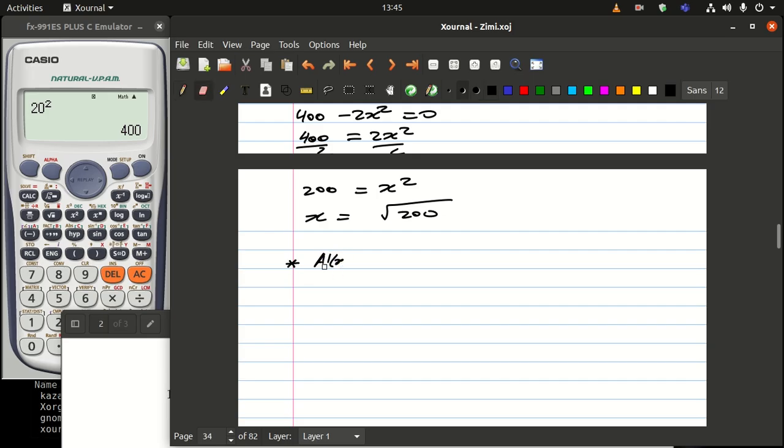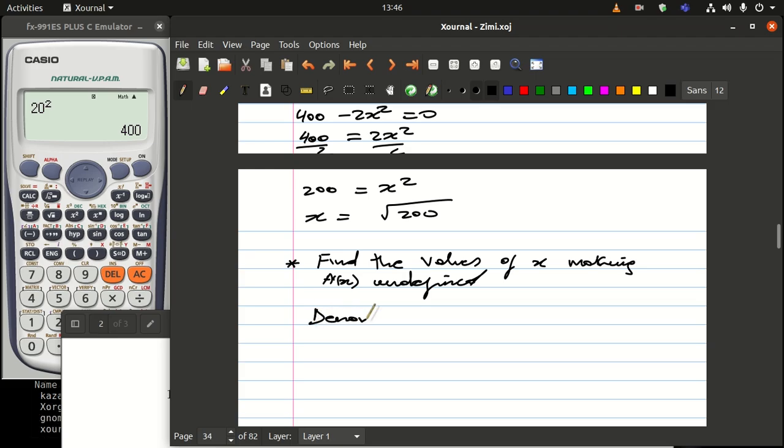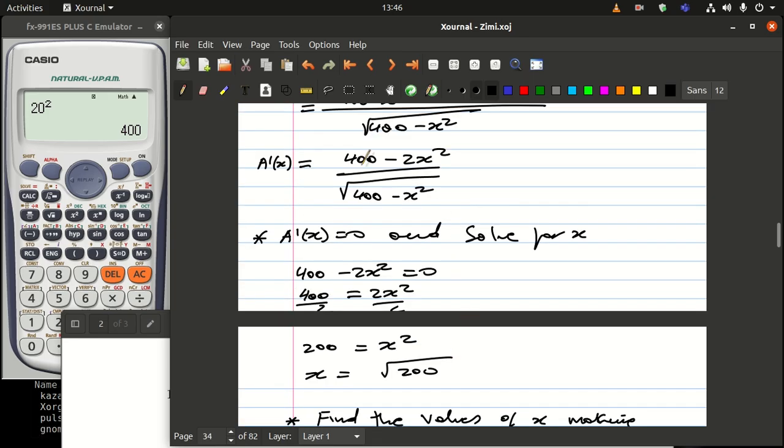we want to find the values of x making A prime of x undefined. So this is only going to happen if the denominator is equal to 0. In other words, if I am having the square root of 400 minus x squared is equal to 0, because that's the denominator of this.